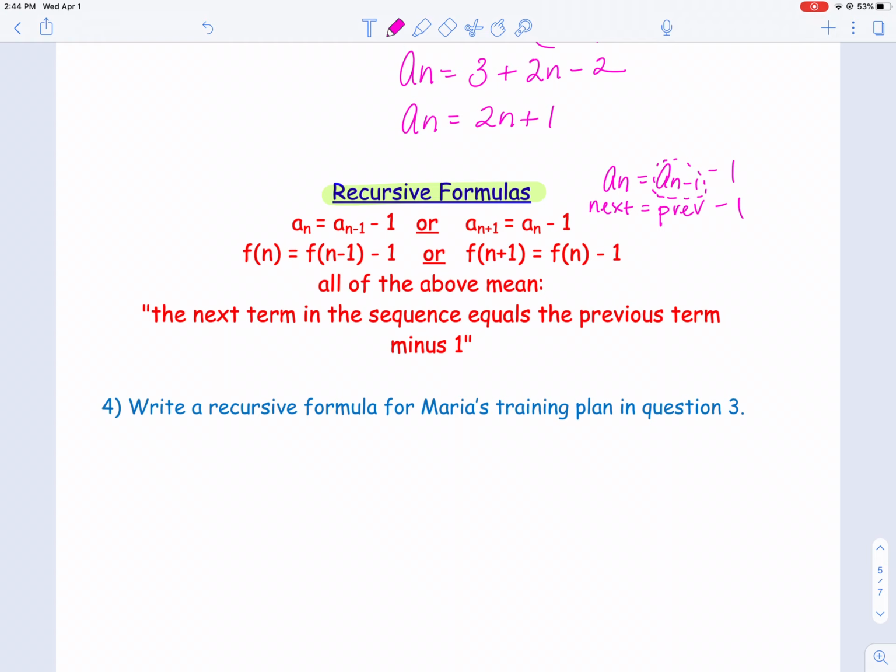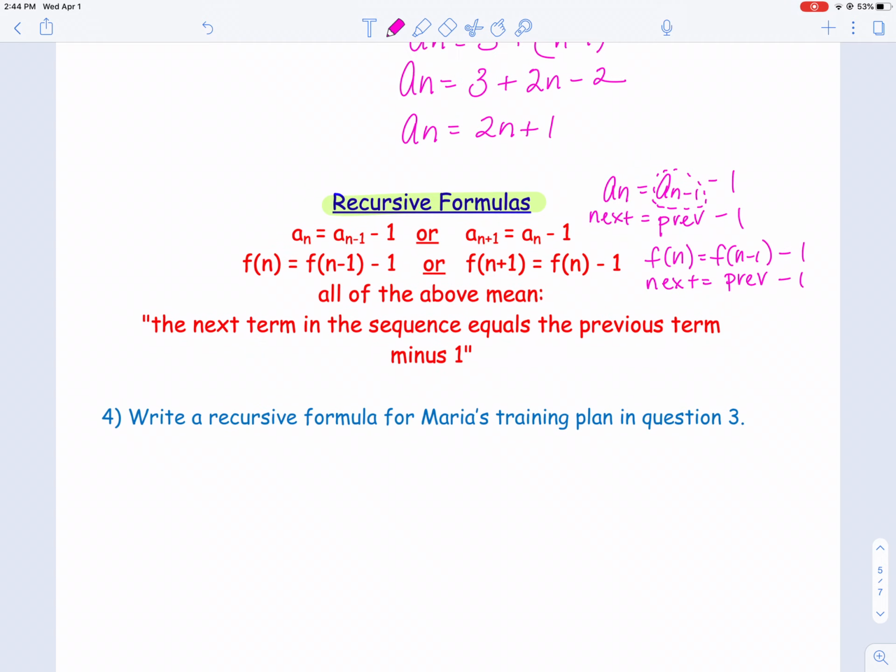Now, there's more than one way to write that. I could also say, oh, f of n equals f of n minus 1 minus 1. That means the same thing. To get to your next term, this would be the previous term minus 1. Now, they could also show you this way. A sub n plus 1 equals a sub n minus 1. This still means the term after. To get to the next term, this would be your previous term minus 1. They all mean the exact same thing.